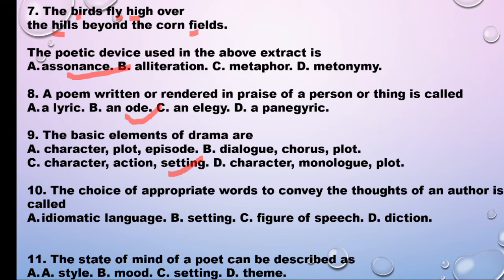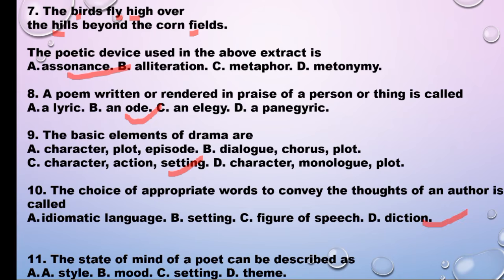The choice of appropriate words to convey the thought of an author is called idiomatic language, setting, figure of speech, diction. When we talk about choice of appropriate words, we're talking about diction. What language can I use? How can I write this that would reach the target audience? That's why you pick some poems and you say, I don't understand what this person has just written here. And you read some poems and you find them very interesting. Well, the poet has decided to reach a wider audience through his choice of words. So our answer is diction.